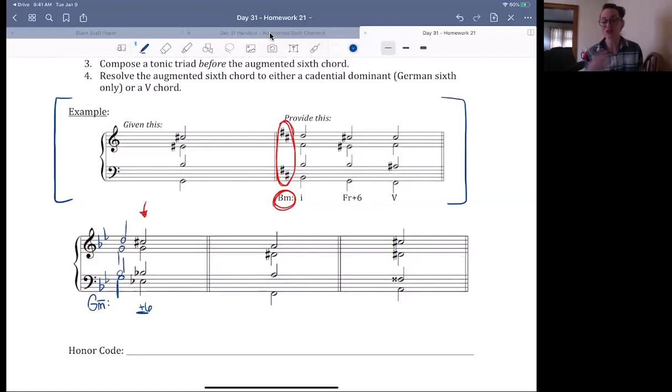And then you're going to resolve the augmented sixth chord to the dominant, or a cadential dominant if it is a German sixth. You did a bunch of those in your last homework, so I think you'll be okay with that resolution. Don't forget all the stuff you did last week. Don't forget to raise your leading tone in the 5 chord. Don't forget the augmented sixth resolution patterns. Don't forget to go to a cadential dominant if it's a German. But that, I think, should get you pretty well set up for the homework itself.